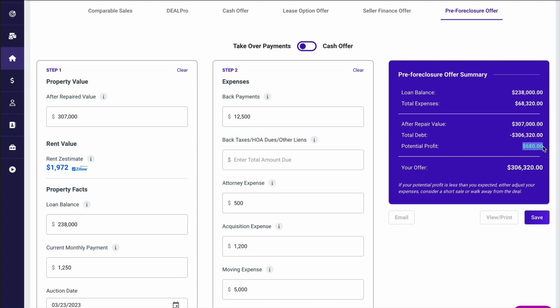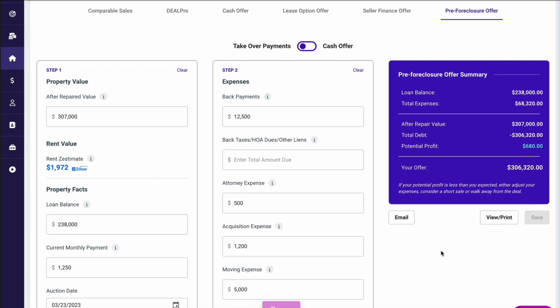So why would I spend that much money, that much time, that much effort to make $680? Financially, it really doesn't make sense. Now, at the end of the day, it helps somebody out, but maybe this would be better if we did what's called a short sale in this example. So as you can tell, not all deals are going to work out in pre-foreclosure. You have to make sure the numbers are correct, which is the most important thing.